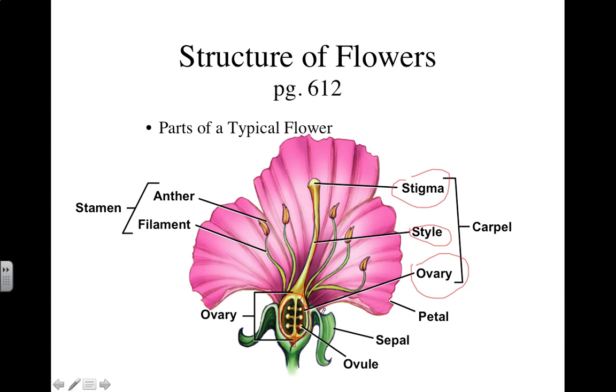Then you also have sepals, which are leaves that will cover the flower before it buds and then support the flower when it does bud. You have petals that are used in some way to attract pollinators, either through smell or color, that sort of thing. So those are the different parts of a flower.